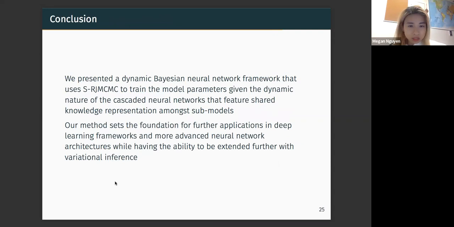So in conclusion, we presented a dynamic Bayesian neural network framework that uses RGMCMC to train the model parameters, given the dynamic nature that can range in the input and hidden layers. And our results show that the methodology can train very well and provide good accuracy. But the most important thing is that it can provide uncertainty quantification for dynamic input and dynamic hidden neural settings. And we show that these dynamic Bayesian neural network topologies have higher model uncertainty compared to fixed model topologies. So this method sets the foundation for further implications in deep learning frameworks and more advanced neural network architectures, and is why we want to extend further to variational inference.